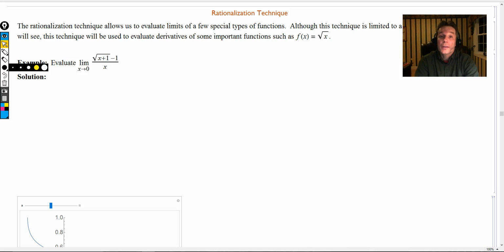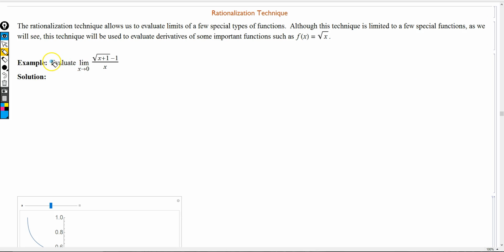Here we're going to take a look at the rationalization technique. Now this is a technique for evaluating the limit of a certain class of functions. And as we see later on, we'll use this technique to evaluate the derivative of some common functions like the square root of x. So let's start with this example.